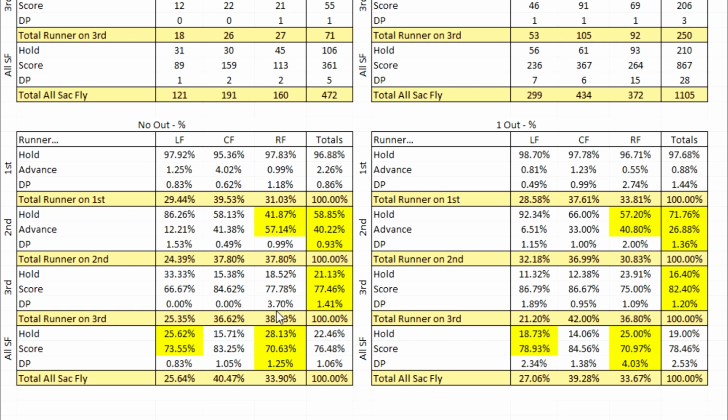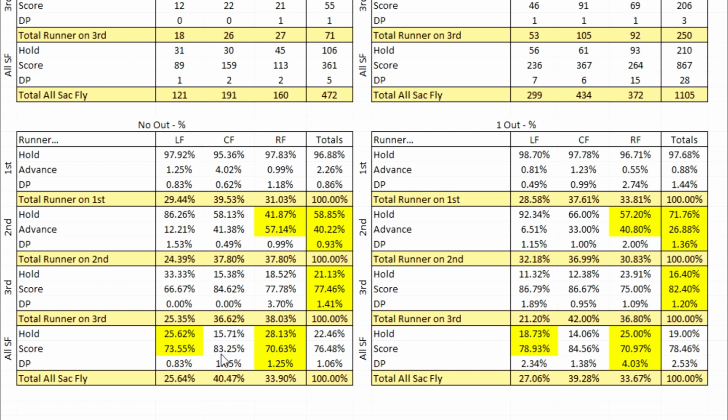The other thing to notice is, let's compare the left field, right field. If we look at all sac flies, we can see that they're a little bit, not a huge amount, but a little bit more likely to hold on balls hit to right than balls hit to left. Obviously, center field is further away from home plate, so the hold percentage is very low. So only almost 16% of the time on balls hit to center does that runner on third hold, and the other 84% of the time he tries to score and almost always makes it.